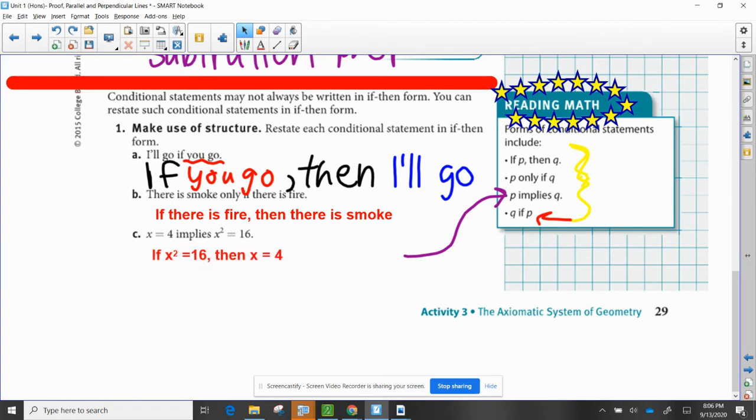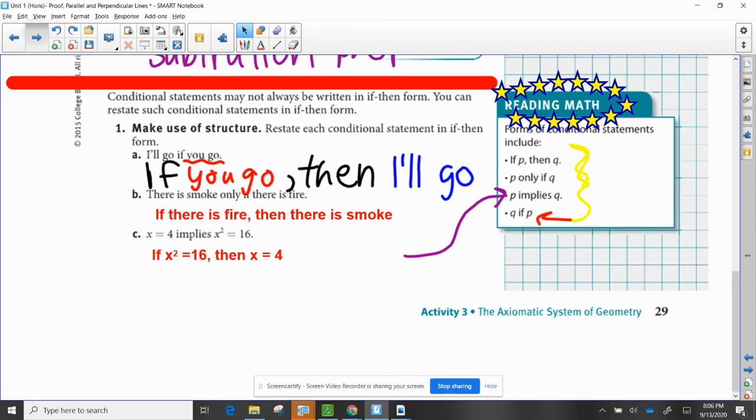Okay, hopefully you rewrote it like this. If x squared is equal to 16, then x is 4. Okay, so really think about if-then statements kind of like cause and effect. Okay, if something happens, then you're going to have a reaction to that. Okay, so think of that when you're trying to think of the order.